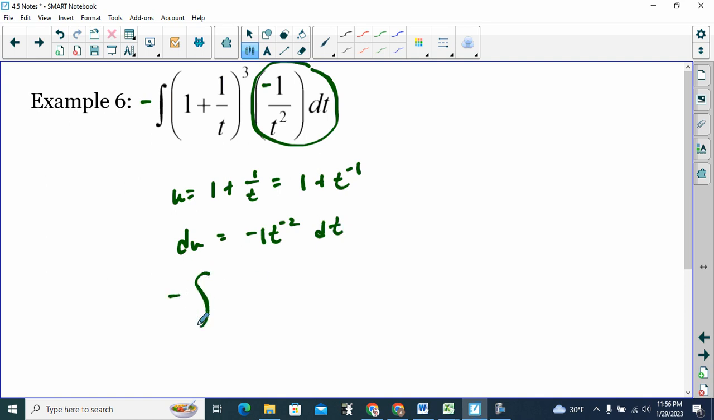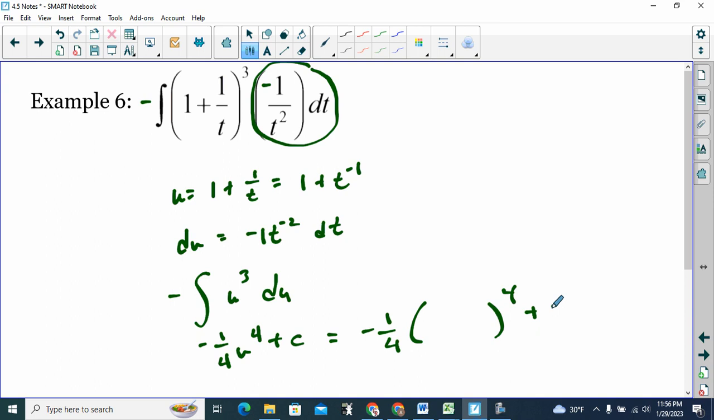So I have the opposite of the integral of u to the 3rd du. And we can integrate and go from there. -1/4 u to the 4th plus c, and u is equal to 1 plus 1 over t.